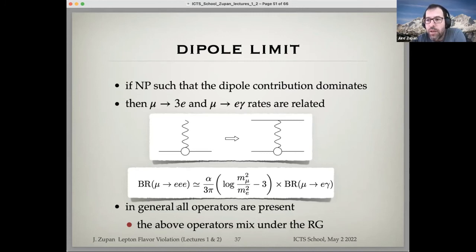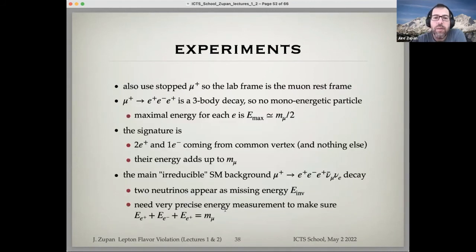Now, another general comment is that in general, in new physics, all of these four-fermion and the dipole operators will be present because they mix under the renormalization group. So you can do a one or two loop contribution, and you will end up with non-zero contributions. Non-zero from a practical point of view doesn't mean that it's super useful, but they are there. So there will be non-zero in general.